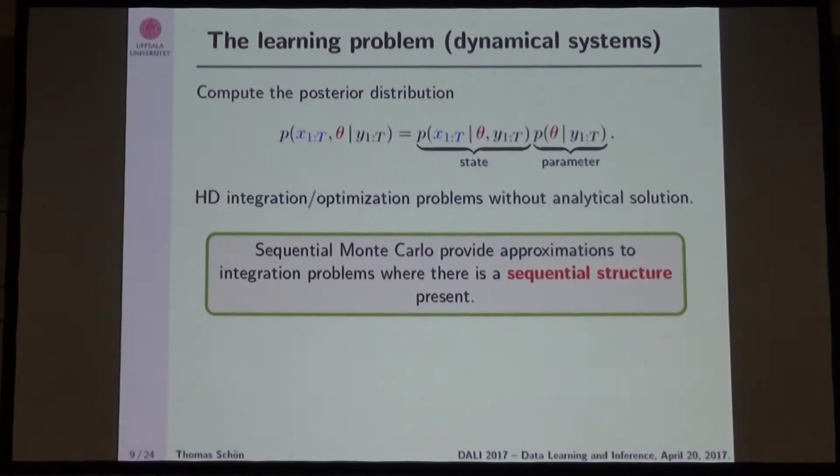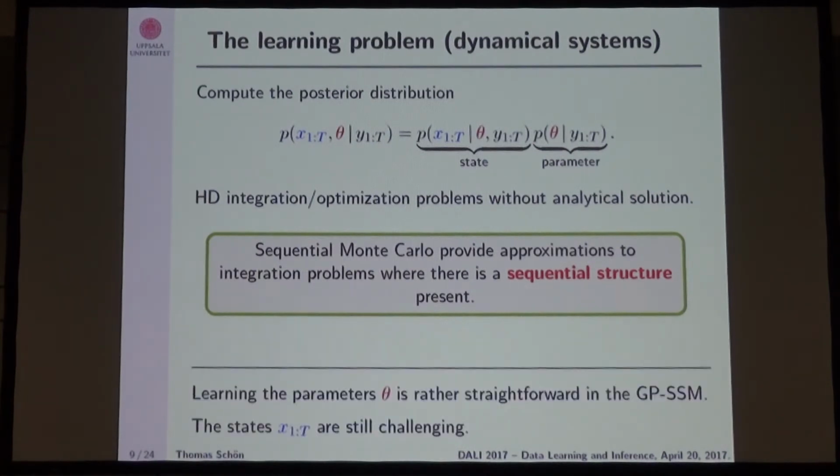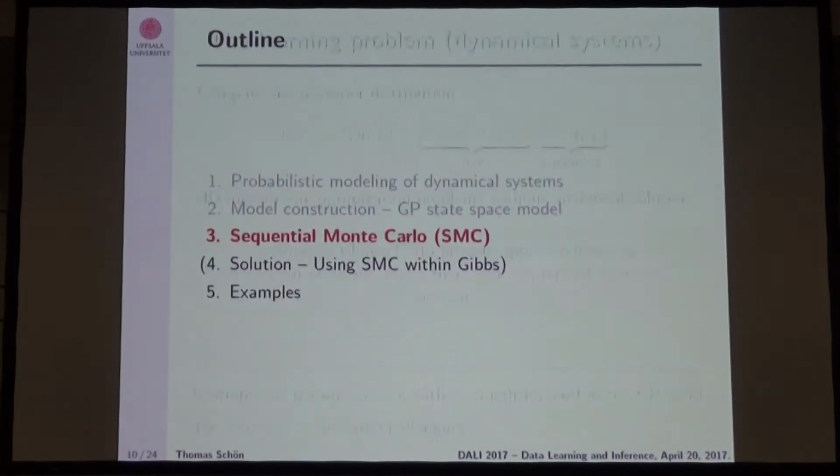It's something that you can use when you need to solve a hard integration problem where there is a sequential structure present. So in our setting here, the sequential structure is super clear, I hope, since we're evolving over time. But it's more general than that, actually. So again, the theta is rather straightforward here. We can do that in closed form. The blue things, the states, is still very challenging.